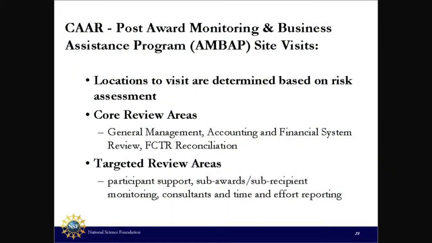And so, like I was saying, what we do is award monitoring and business assistance, okay? Those site visits we do, I enjoy them immensely, because I get to meet you guys, I get to see what's going on, I get to see the science behind everything, I get to see basically the fruits of what I do every day. I get to see the students. So it's very, very valuable, not only from the business side, but just from the scientific side. So I enjoy going out and meeting you guys.